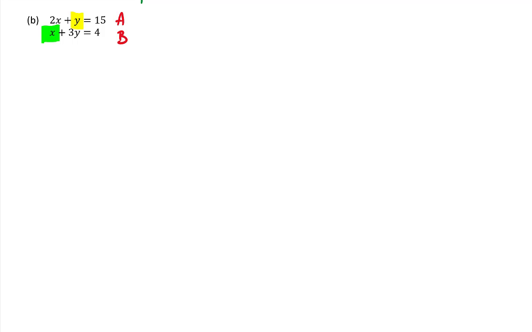So let's say I take A for y. I'm going to isolate A for the variable y. To do that, I'm going to need to subtract 2x from both sides. So I get y equals minus 2x plus the 15 that was already there.